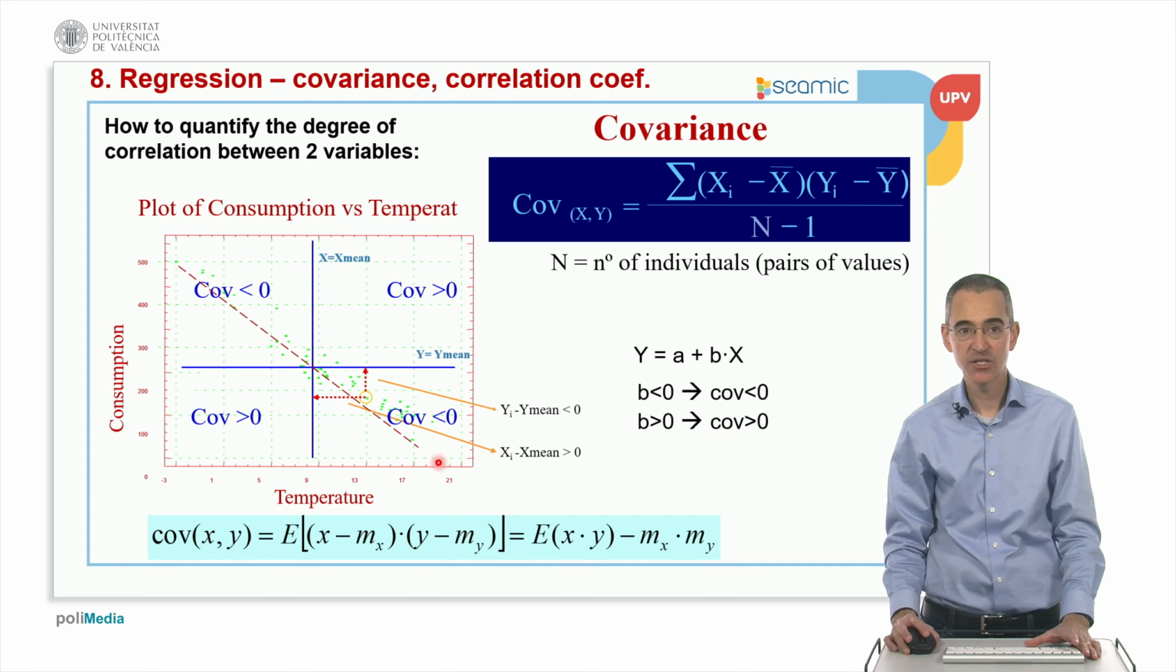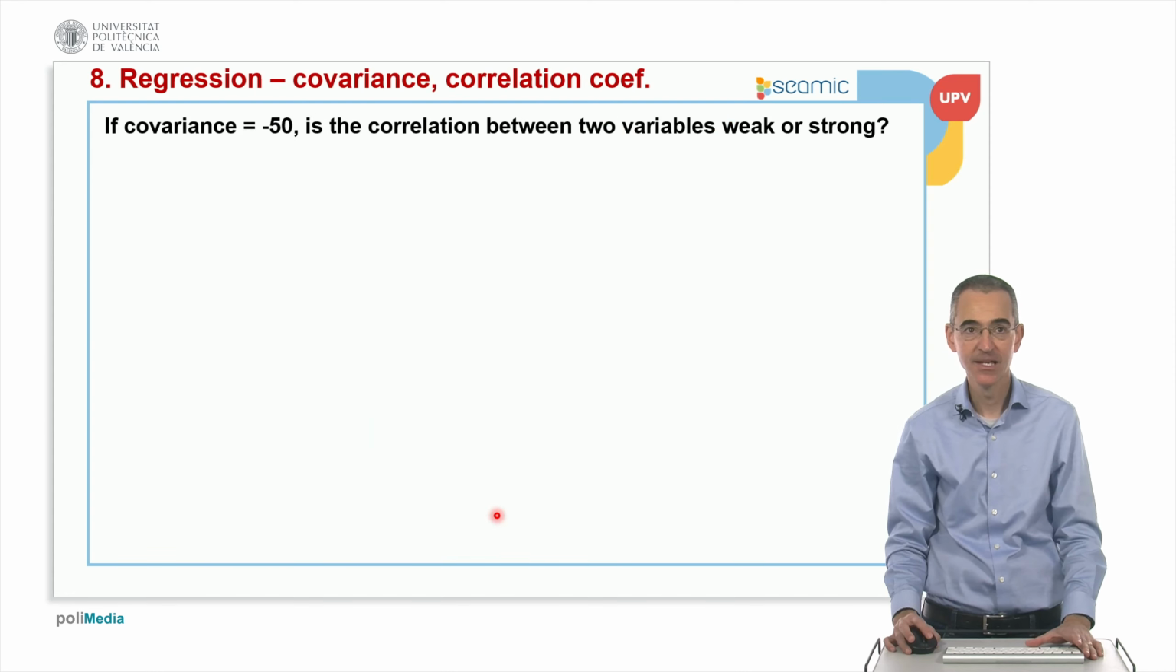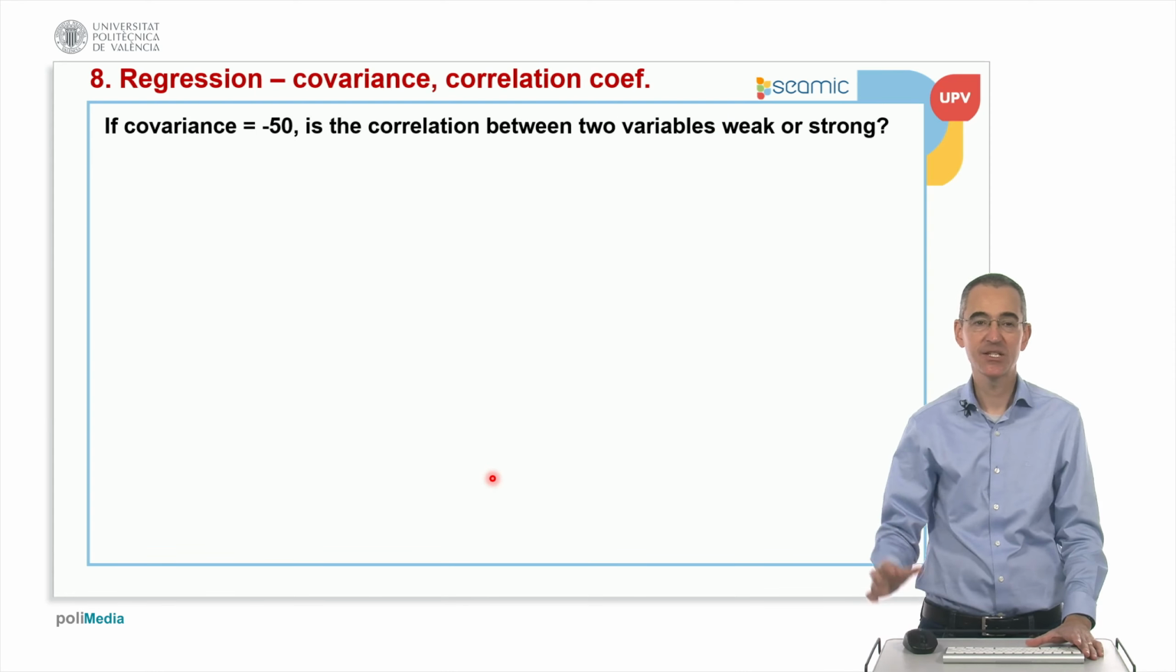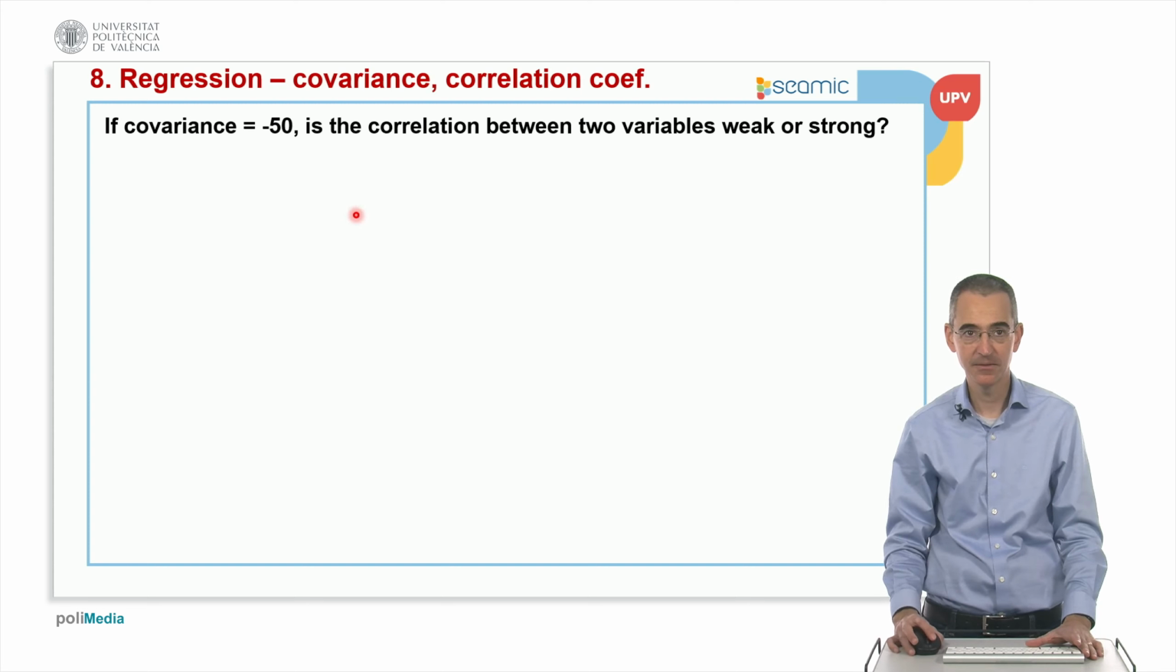And this is the expression of the covariance by using expectation. Okay, so here the formula is when we have a discrete set of points and pairs of values, but if we have like an infinite amount of points, we should apply mathematical expectation, and this is the formula that we should apply. Okay, now let's imagine that we have an example with a covariance of minus 50.